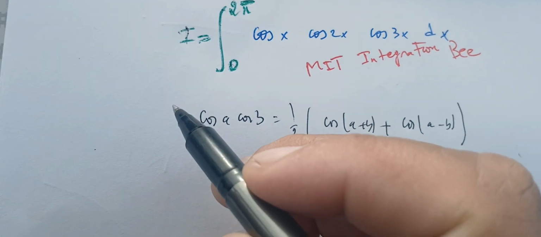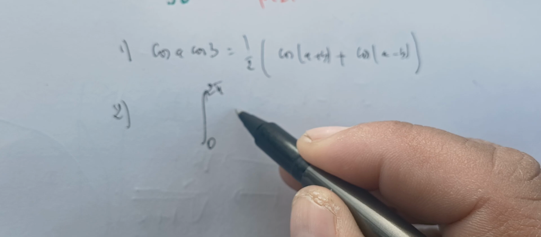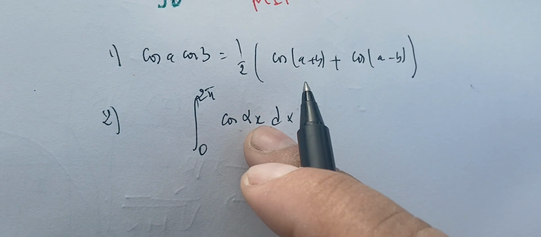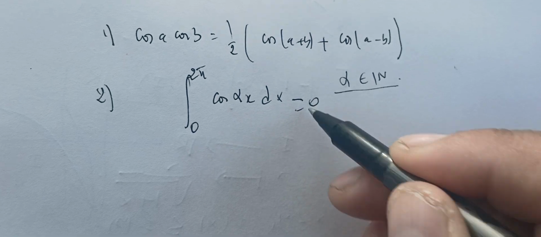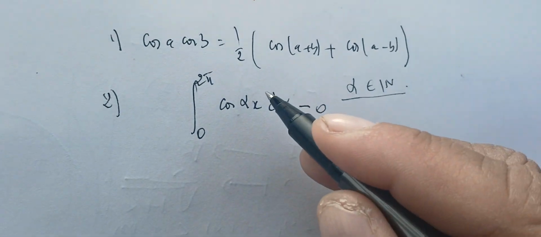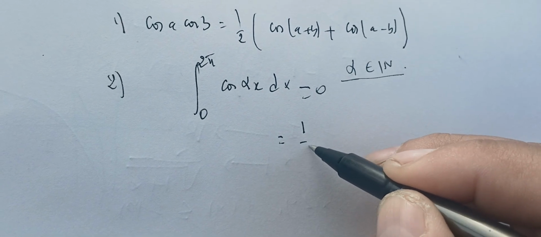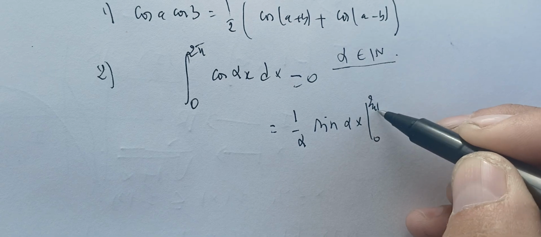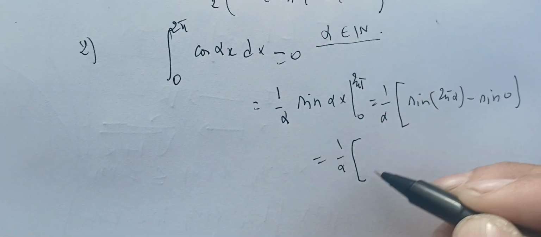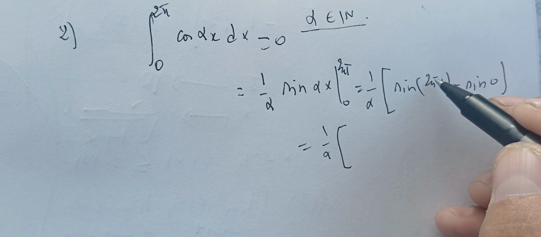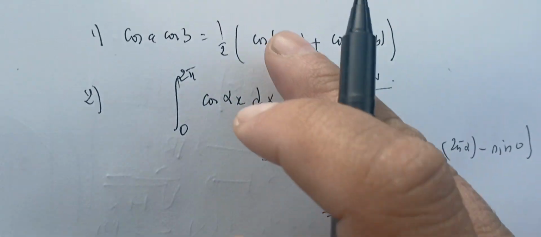Another thing that we're going to use, the second key idea, is that the integral between 0 and 2 pi of cosine of alpha x dx, with alpha some integer, is always going to be 0. Why? We can do it geometrically, or we can do it by using the antiderivative. So here we have 1 over alpha sine alpha x between 0 and 2 pi, which is 1 over alpha times sine of 2 pi alpha minus sine of 0. Sine of 2 pi alpha is always 0 too, so therefore we have 0 minus 0, which is 0. We're going to use this result to get the answer quickly.